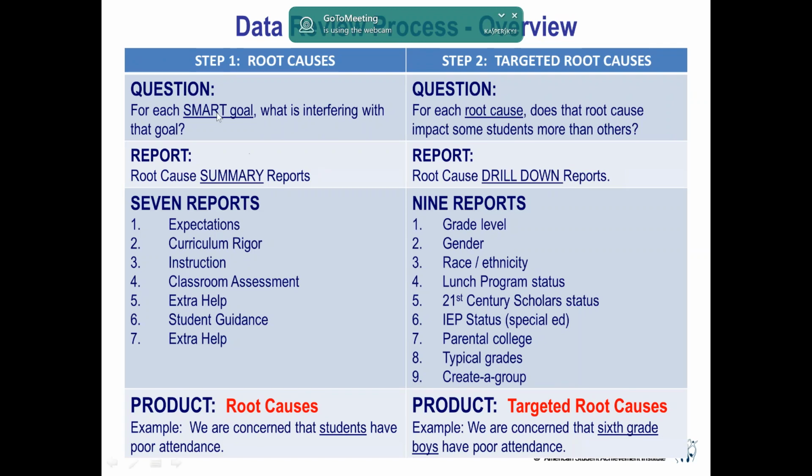The first discussion is for each SMART goal, what is interfering with that goal? And we're going to look at the root cause summary report. We're going to look at all 7 of those reports. And the product of this discussion will be your root causes.